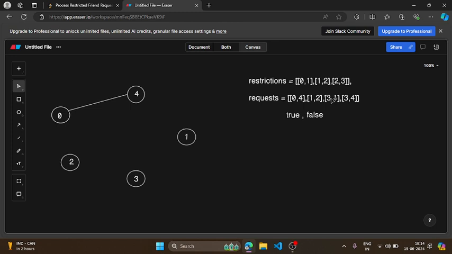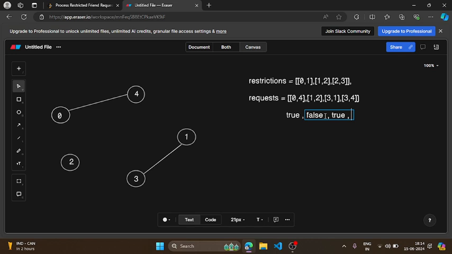This is 3 comma 1. So 3 wants to become friends with 1. So let's make a connection between 3 and 1. Okay, so this is the connection between 3 and 1. Now I'll check for the restrictions, right? From the very first, 0 should not be friend of 1. Okay, 0 is not friend of 1. Now 1 and 2, there's no connection between 1 and 2, and 2 and 3. So this particular request is not violating any restriction. So yeah, we can say this request is valid, so here we will simply return true.